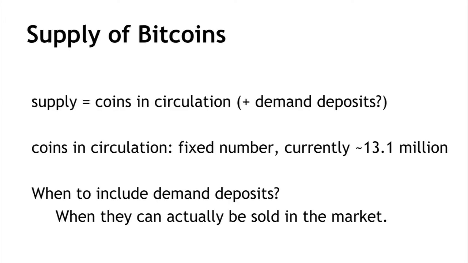But let's dig into that a little bit more. First of all, let's talk about what is the supply of Bitcoins. The supply of Bitcoins, that is the Bitcoins that you might possibly buy in one of these markets, is first of all equal to the supply of Bitcoins that are in circulation. Currently, of course, there's a fixed number of Bitcoins in circulation. At the time of this filming, it's about 13.1 million. And the rules of Bitcoin as they currently stand say that this number will slowly go up and hit a limit of 21 million eventually.